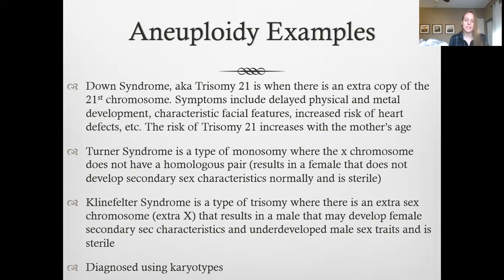Turner syndrome is a type of monosomy where the X chromosome does not have a homologous pair, so there's only one X. This will result in a female that does not develop her secondary sex characteristics normally and is likely sterile, so unable to produce children. And then Klinefelter syndrome is a type of trisomy where there is an extra X chromosome in a male, so he would be XXY.